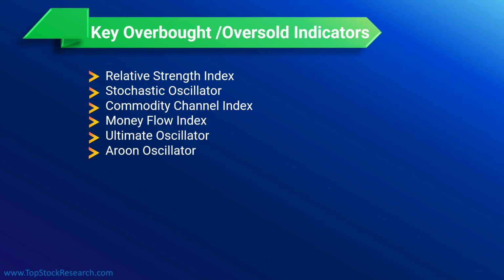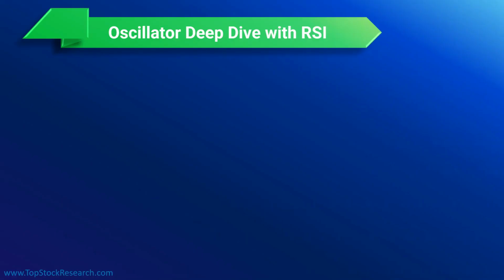So we have gone through some of the key overbought and oversold indicators: relative strength, stochastic, commodity channel index, money flow index, ultimate oscillator, and Aroon oscillator. These are well-known and well-established indicators. A lot of professional analysts use them.